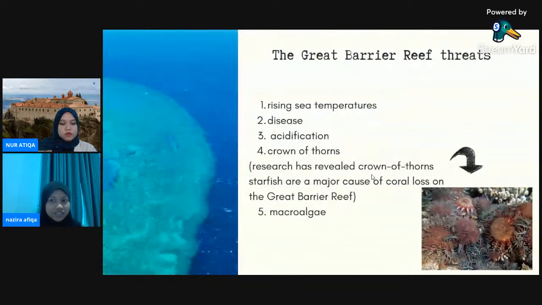The Great Barrier Reef threats: first, rising sea temperatures, disease, acidification, crown-of-thorns, where research has revealed crown-of-thorns starfish are a major cause of coral loss on the Great Barrier Reef, and lastly, macroalgae.